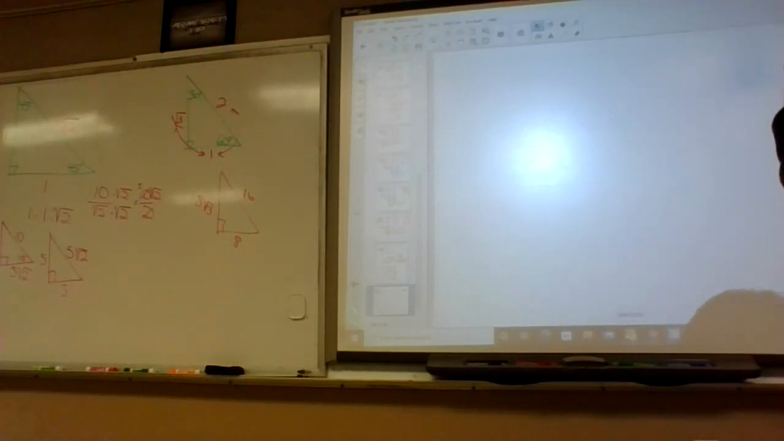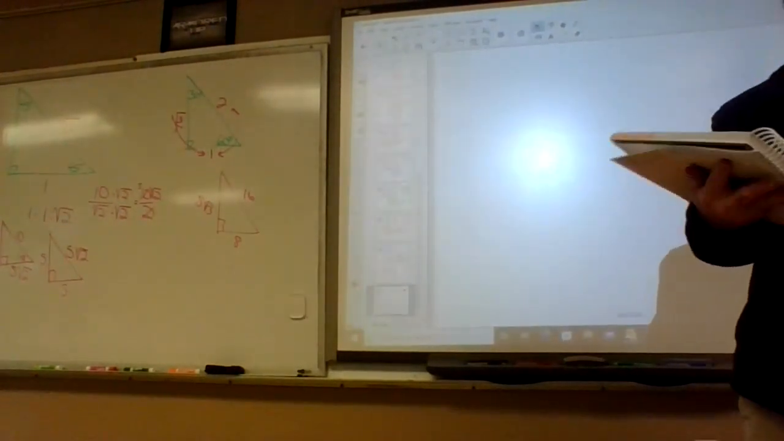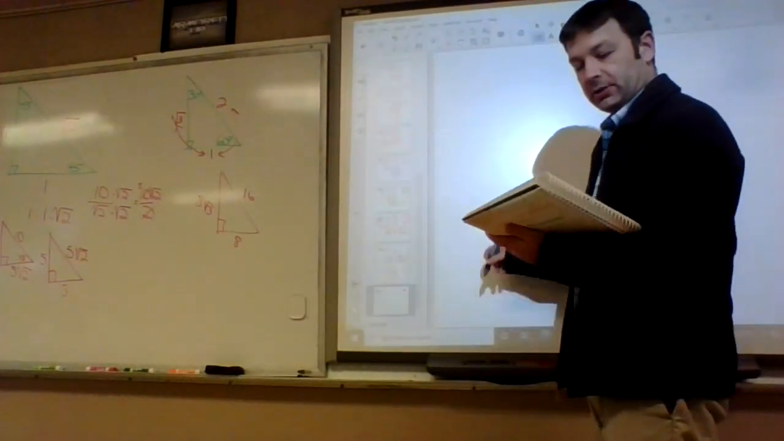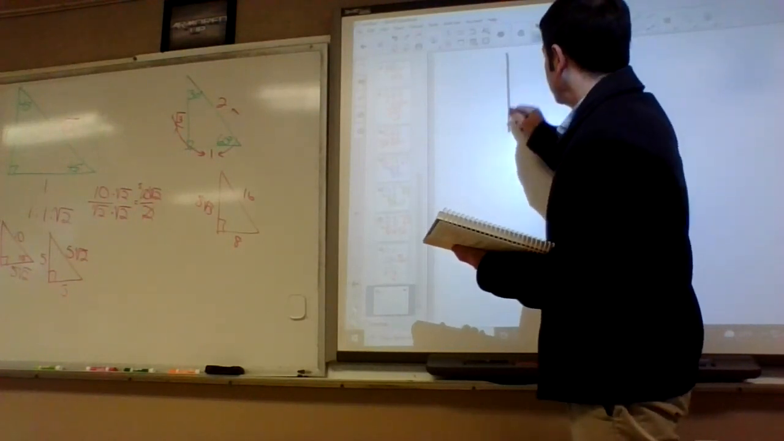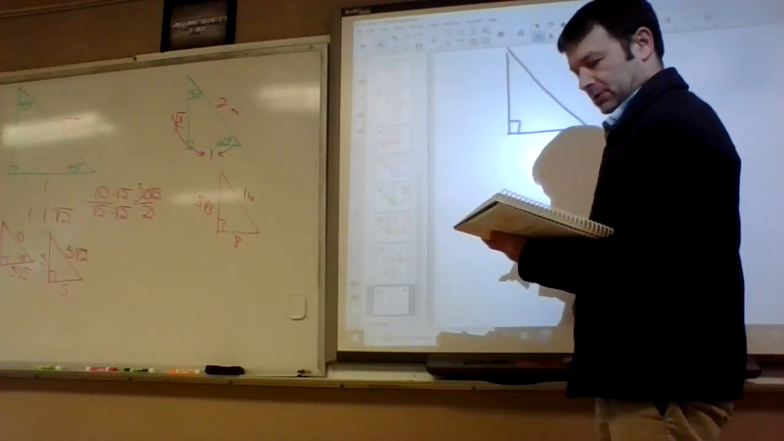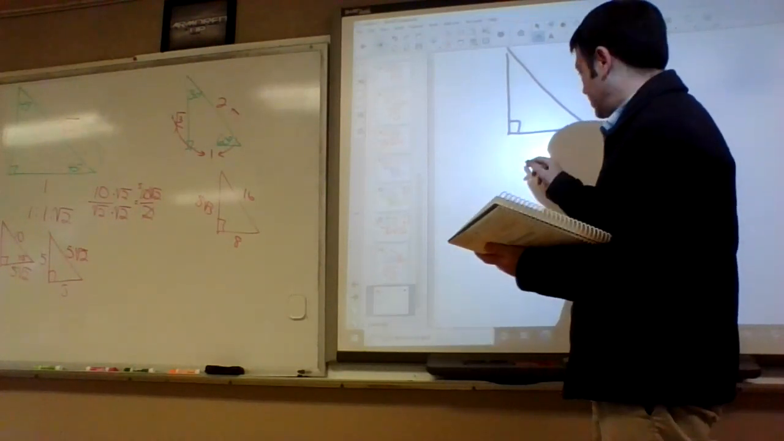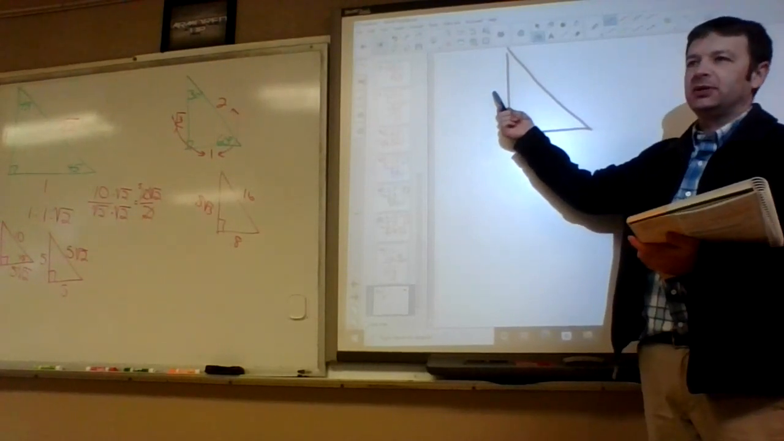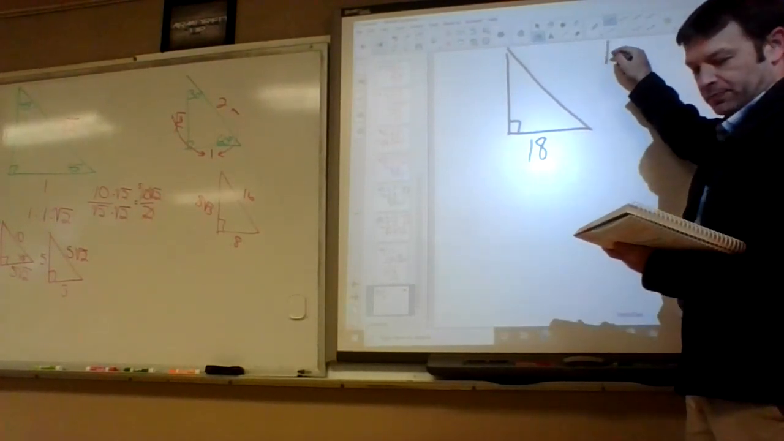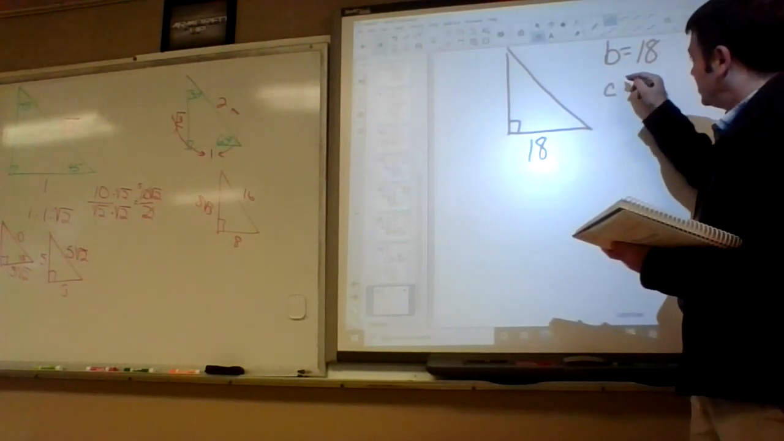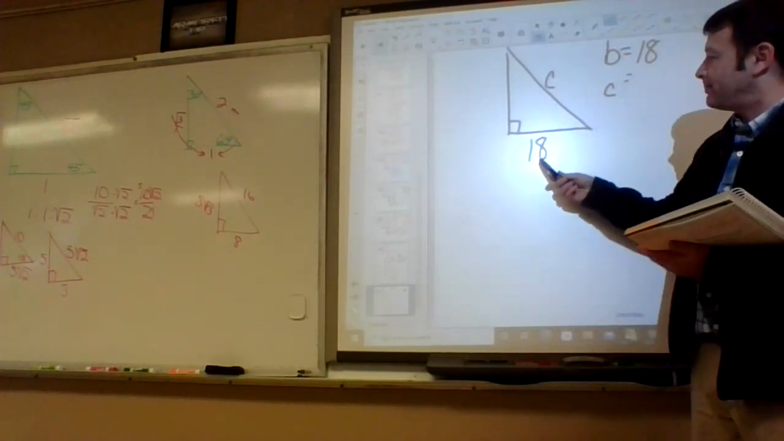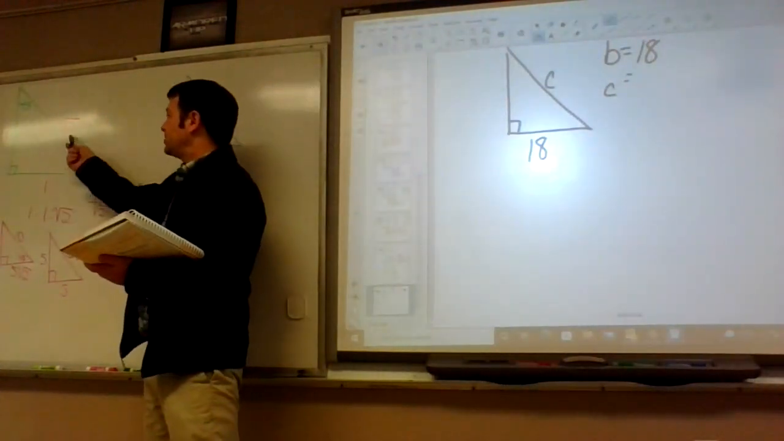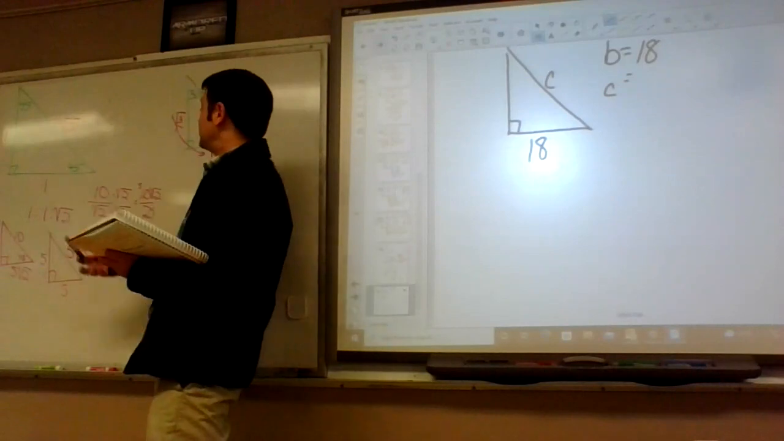page 321, 1 through 16, here we go. Number 1 looks like a 45, 45, 90. No, you don't have to draw it. One of the legs is 18. So if this leg is 18, what's this one going to be? 18, right? So just put B equals 18. And the hypotenuse, they called it C. So what's the hypotenuse going to be? 18 square root of 2. Yes, that is correct. You got that from right there.